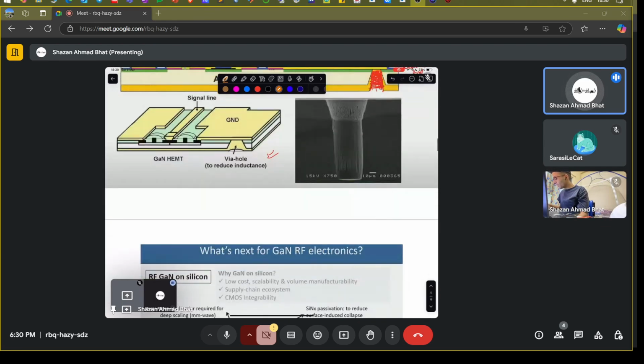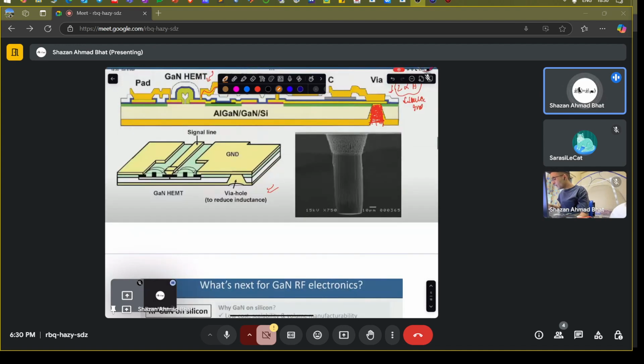Okay, yeah, something like this. Let's say you have a GaN HEMT, you have a gate, and you have a line coming in, you have a source, you have a drain, maybe one of them is grounded. And this is the via hole which I was talking about in the previous slide. Whenever you apply some input RF, you expect some output RF power to get out.